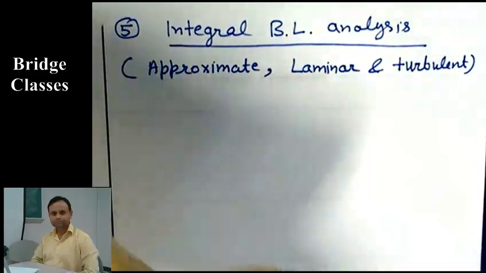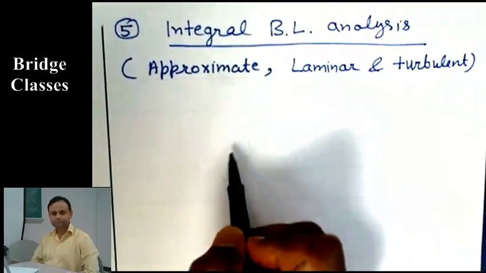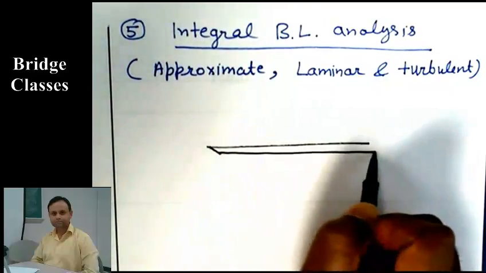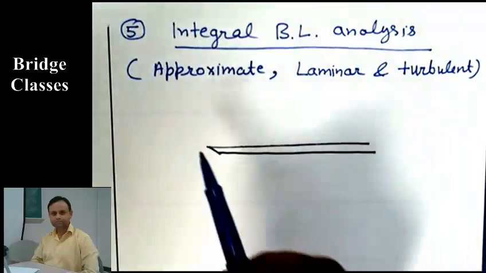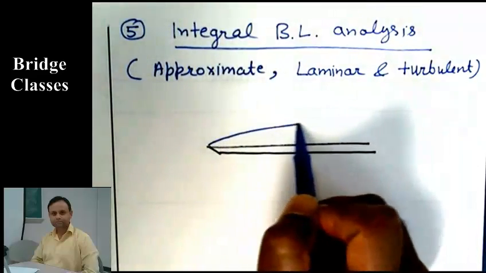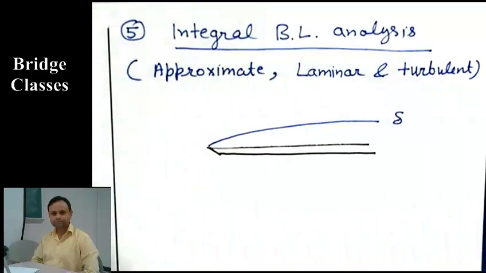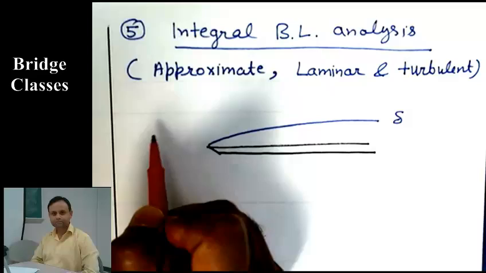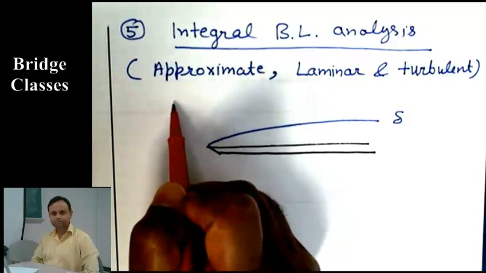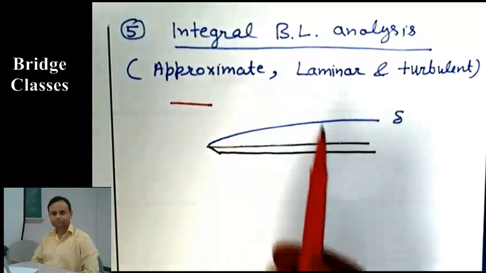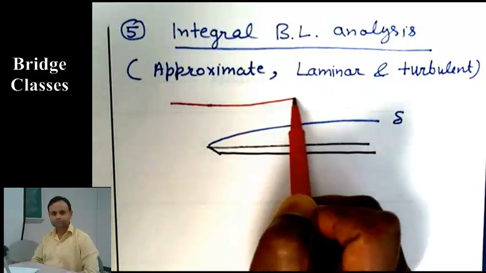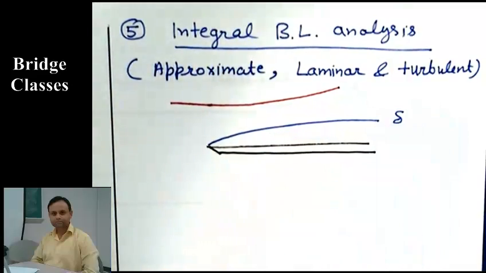Now consider, again taking the example of flow over a flat plate, and let us say the velocity boundary layer develops like this. This is delta. If we take a streamline outside, the outside streamline is deflected. I'm drawing a streamline because the flow decelerates, so it is going to deflect like this. This is a streamline.